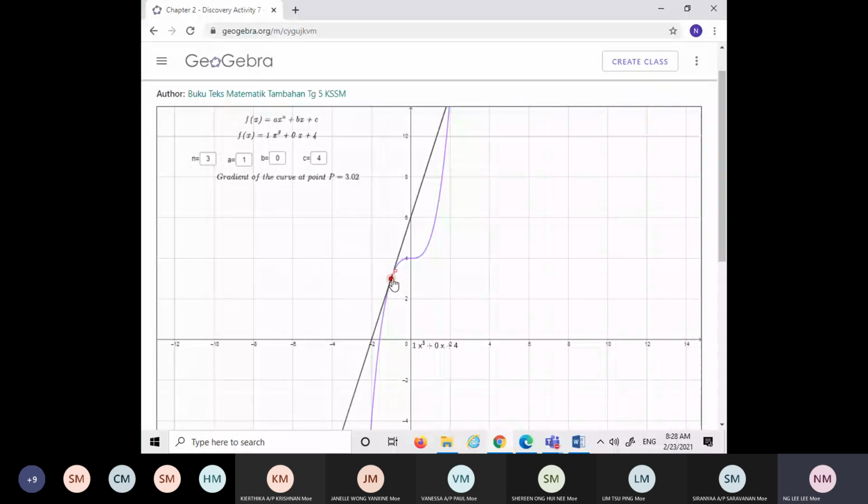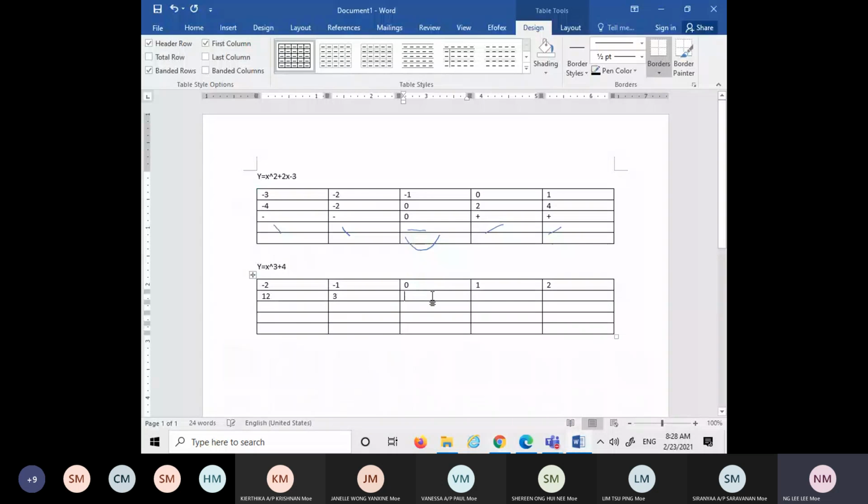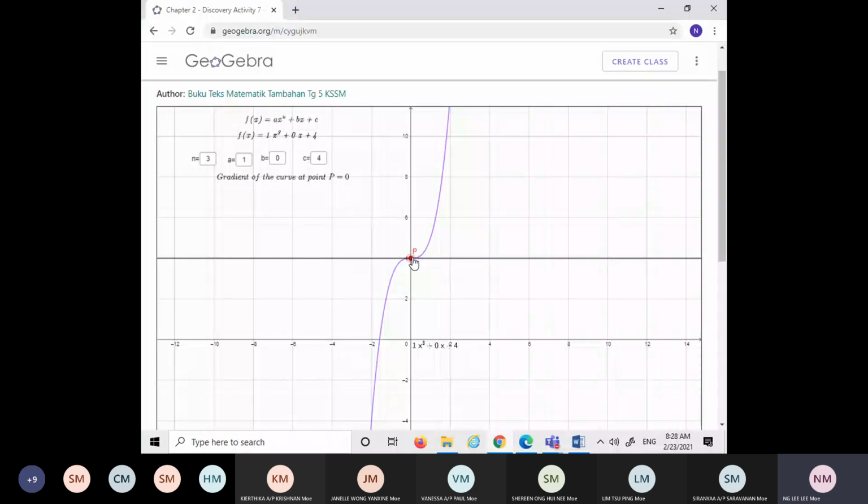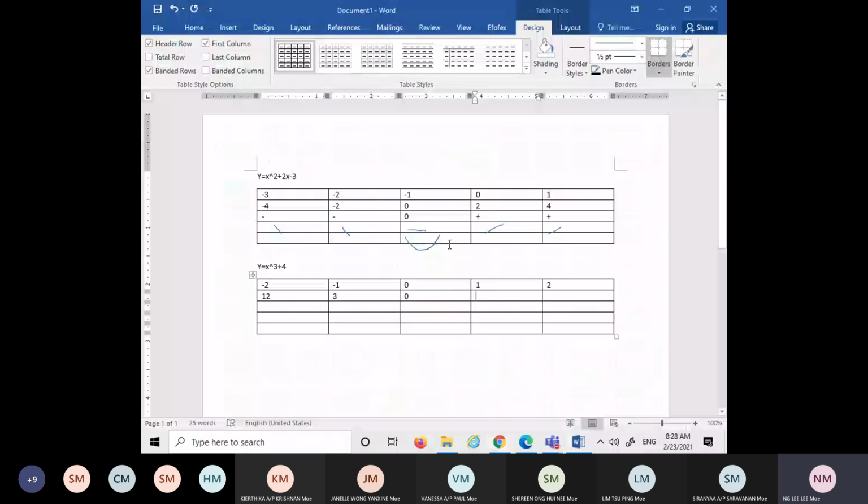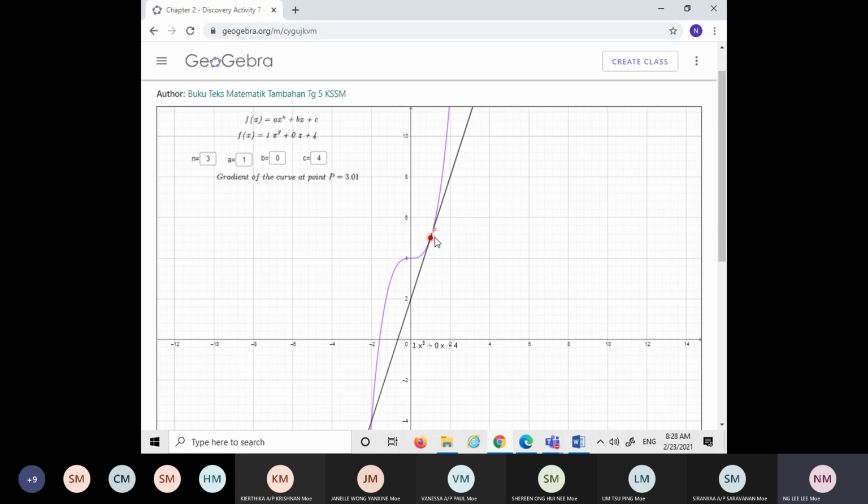When x is 0, it should be 0. Then when x is 1, we'll see what will happen. When x is 1, it is 3, positive 3. And then when x is 2, actually it is 12, but we can't see it, near here. Okay, it's at 12.